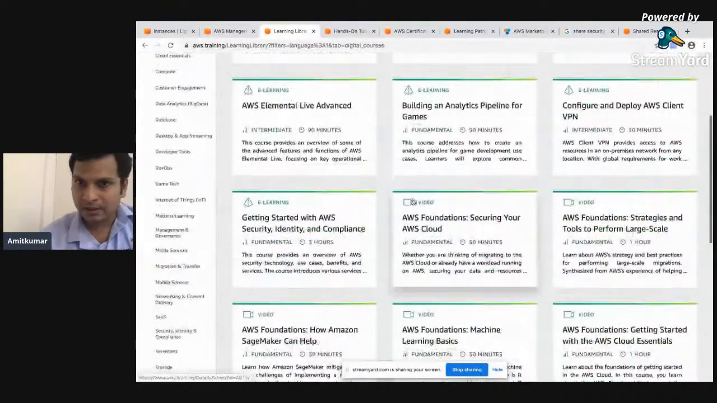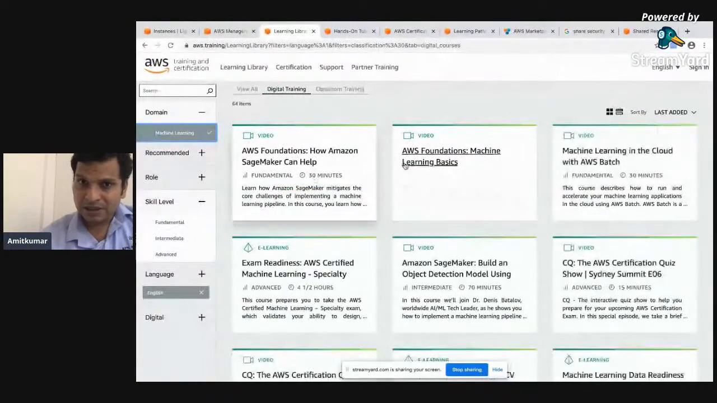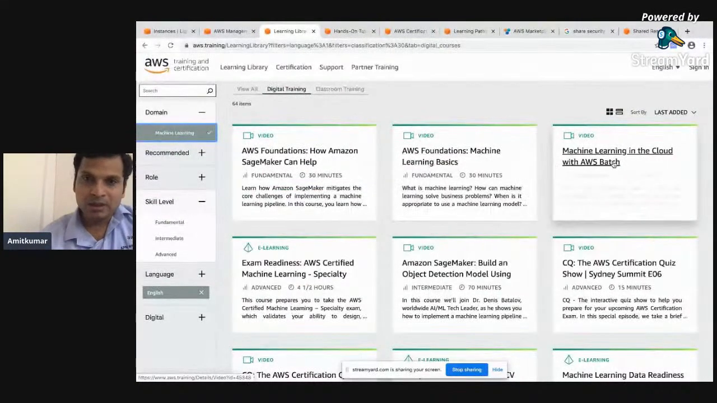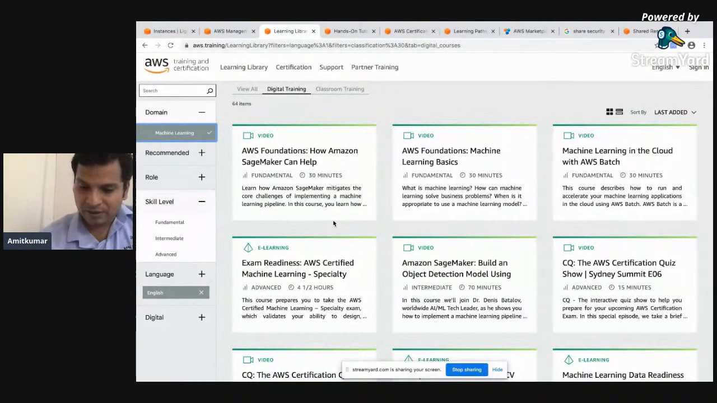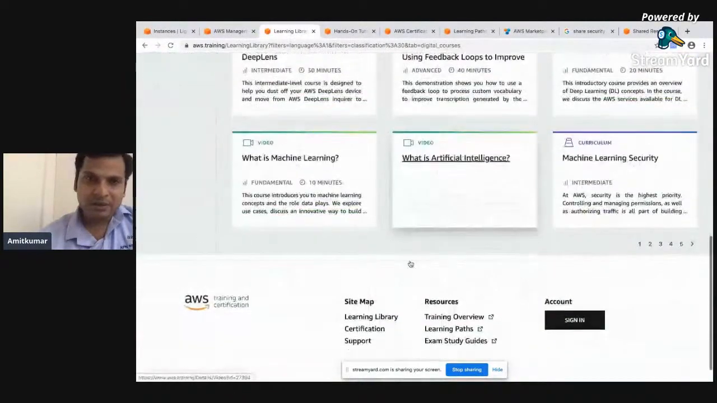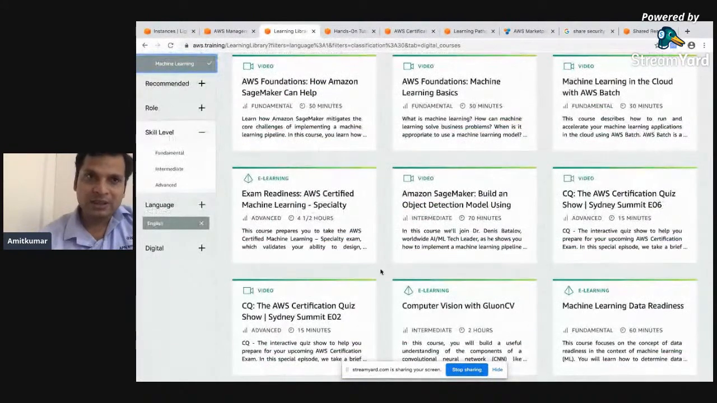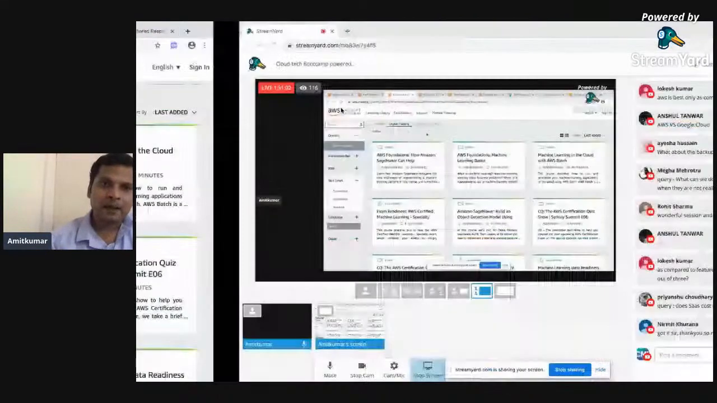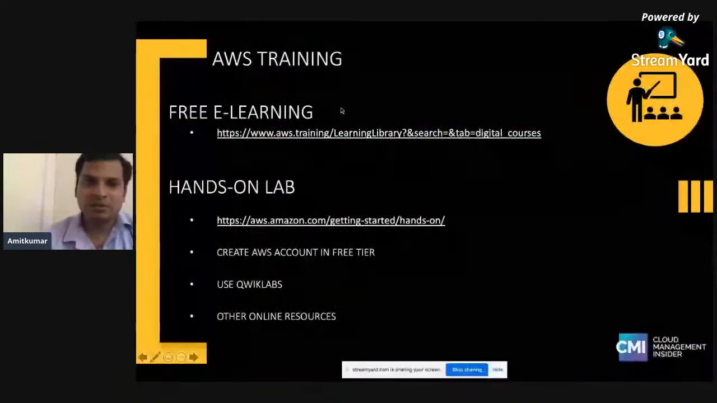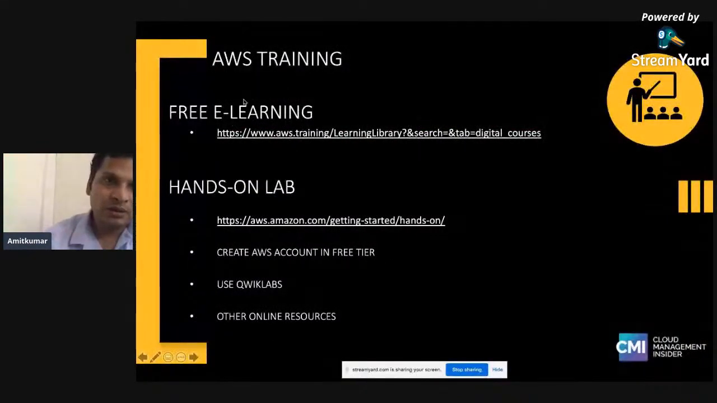Let me see what's there in machine learning. You see Foundations of Machine Learning on AWS, AWS Batch for your machine learning. SageMaker is, again, a completely managed service which can be used to effectively build and train your machine learning models. So there are a lot of such free courses available. Create an account, it's free of charge. There are tons of services. It's the best place to start with your AWS training. Go ahead and explore the site completely, and try to learn as much as possible from the free content. So this is about free learning.